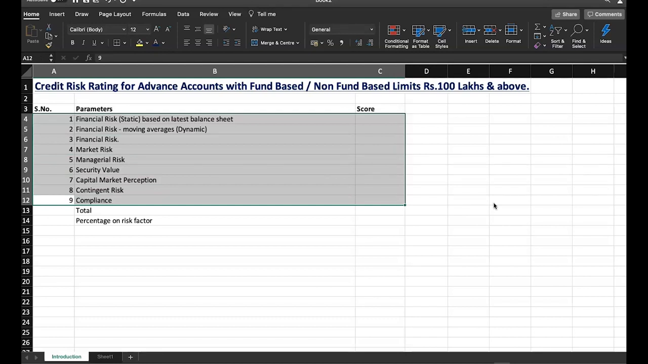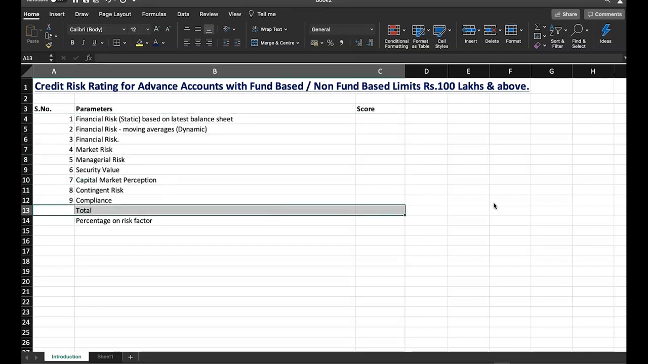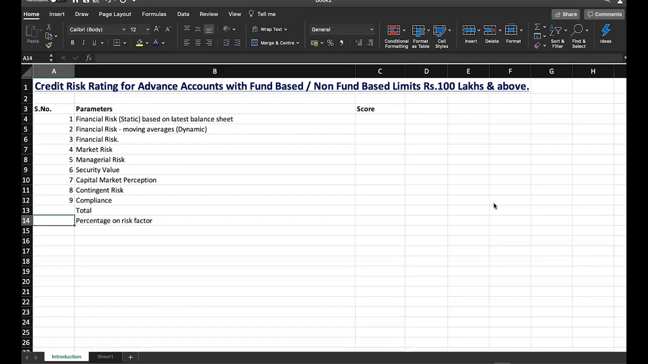Under each and every parameter, we'll be discussing a different set of elements, and they'll have marks, and the final score will come over here, and that total will be arrived at and compared with the maximum. Then a percentage will be computed, and that percentage on risk factor will decide the credit risk rating of that borrower. We'll get into the first one, that is the financial risk. It's static, based on the latest balance sheet.